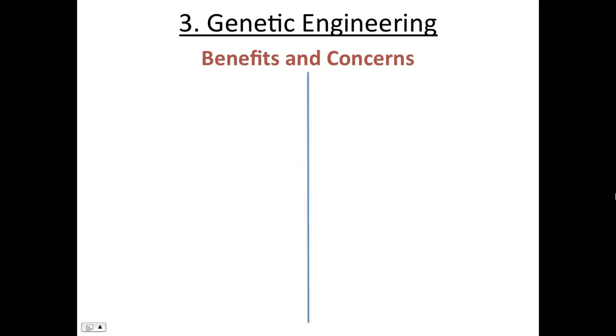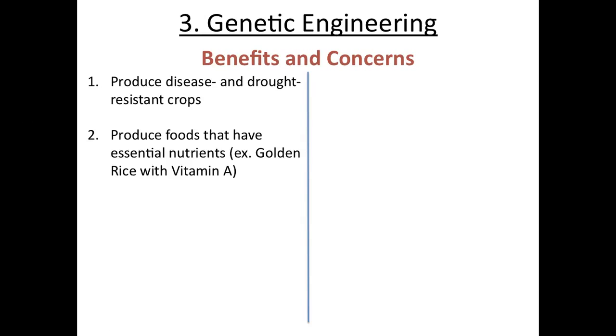Genetic engineering is an extremely controversial topic. It's not a black or white situation, good or bad. It has many benefits, but it also has concerns, so it's definitely a gray area. I just want to highlight some of these for you. Benefits from genetic engineering include being able to produce disease and drought-resistant crops. We have a growing world population. We need to be able to feed it all. This is huge. Being able to produce crops that are resistant to drought, that are resistant to disease.